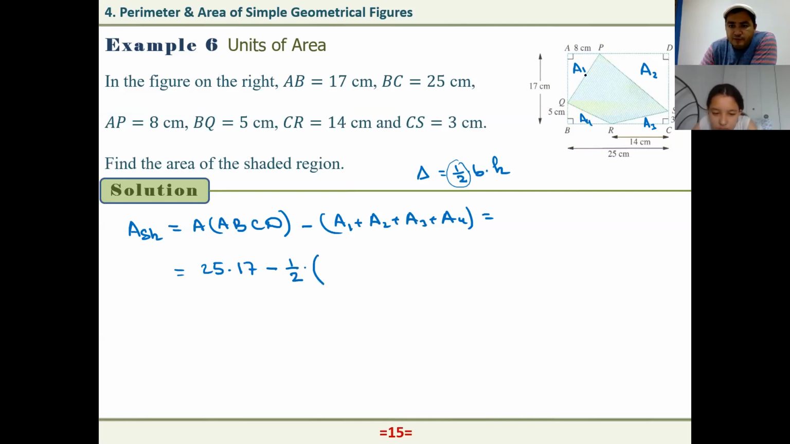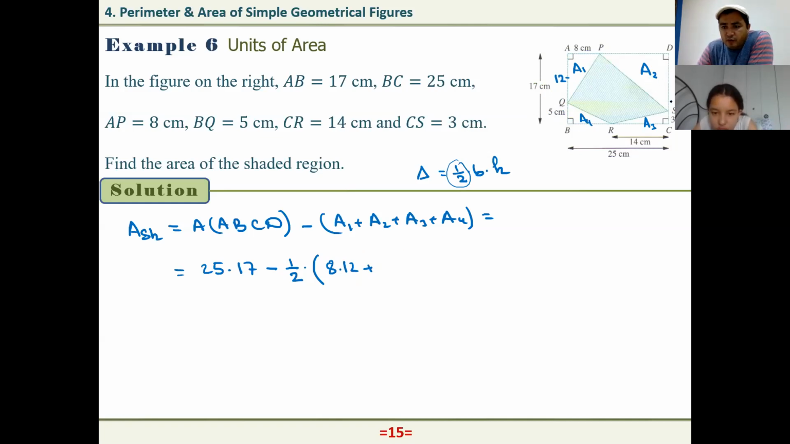Then what is A sub 1? Actually, it is base times height. So the whole length is 17, and this is 5. So what is the length of this side? 17 minus 5, it should be 12, right? So the area of this capital A sub 1 equals 8 times 12 over 2. Over 2 is here. Plus, how about A sub 2?